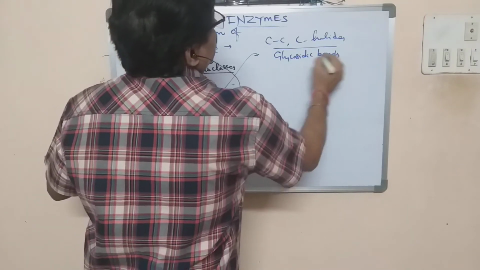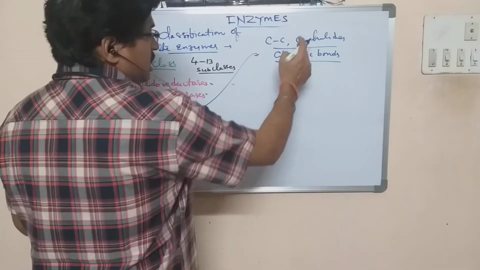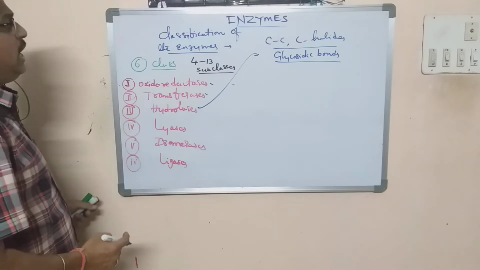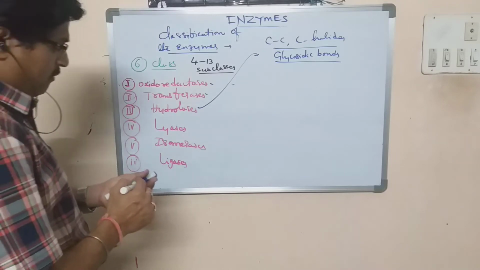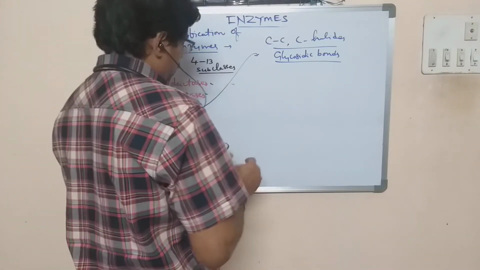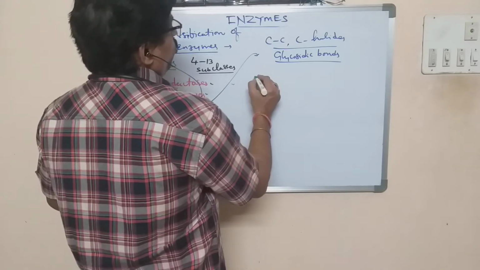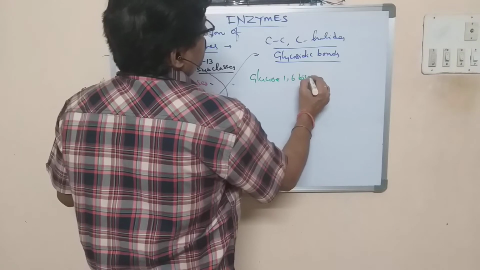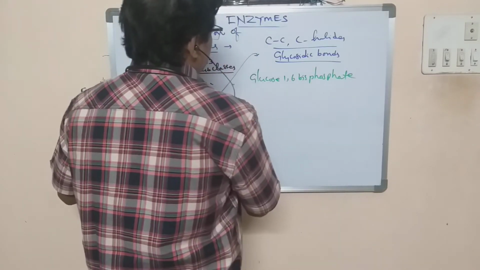During glycosidic bond formation and breaking, and carbon bonds and carbon halides, we can see that hydrolysis enzymes will act as a catalyst in these cases. For example, you take glucose 6-phosphate here. Glucose 1,6 bisphosphate is there.